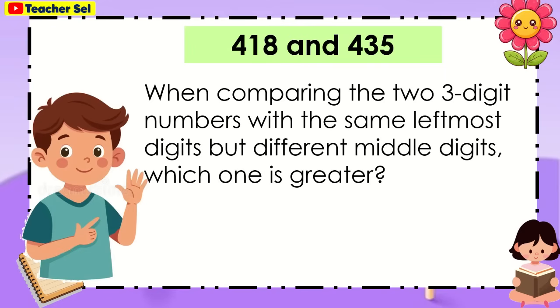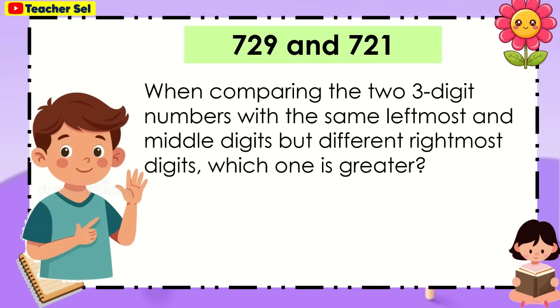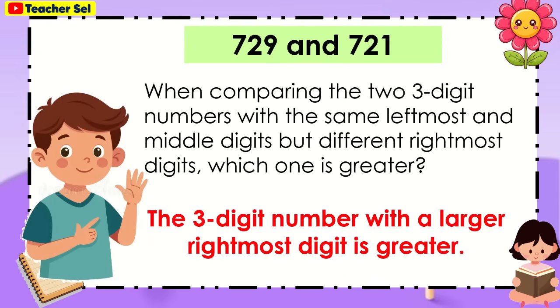When comparing the two three-digit numbers with the same leftmost digits but different middle digits, which one is greater? The three-digit number with a larger middle digit is greater. When comparing the two three-digit numbers with the same leftmost and middle digits but different rightmost digits, which one is greater? The three-digit number with a larger rightmost digit is greater.